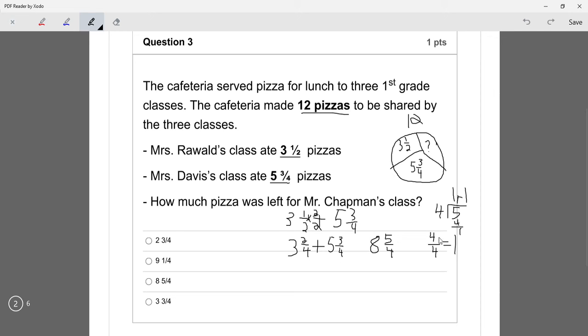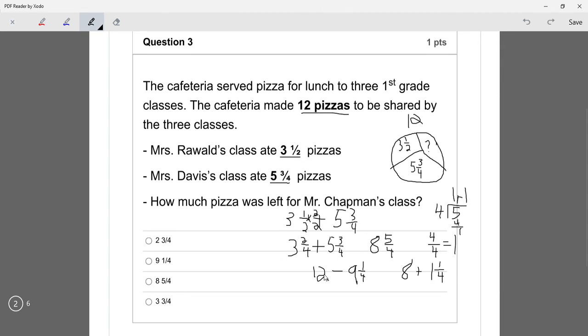So that means that 5/4 actually equals 1 1/4, right? This becomes the whole number, and then the remainder becomes the numerator, and the denominator stays the same. So it's 1 1/4, and then plus 8 for the whole number, which is 9 1/4. And now we have to subtract 12 minus 9 1/4.